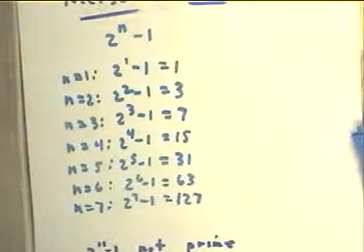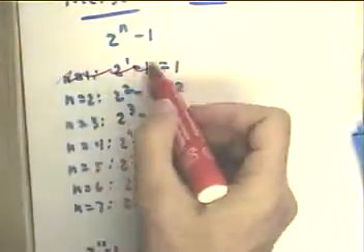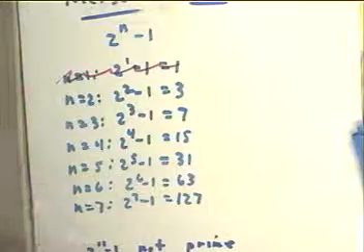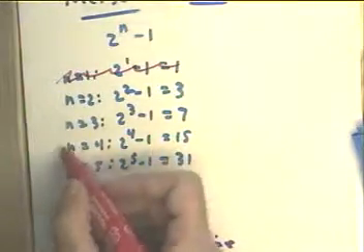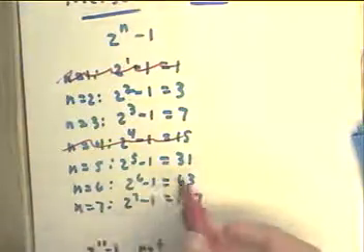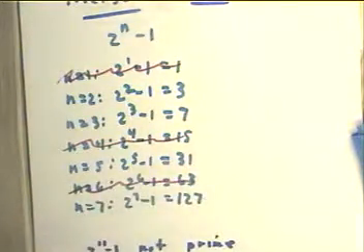And let's note then that some of these aren't prime. Okay, well, first of all, for n equals 1, you don't get a prime. We'll just discount that. For n equals 4, 15 isn't prime. I'm going to cross that out. For n equals 6, 63 isn't prime. Now, all the others are prime.